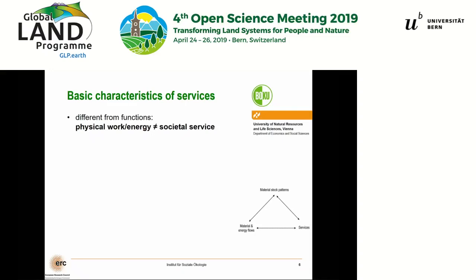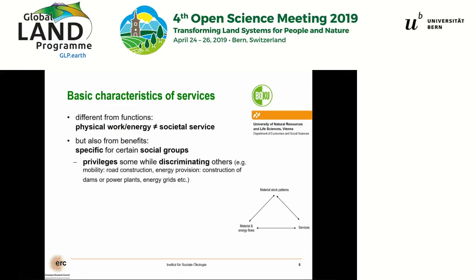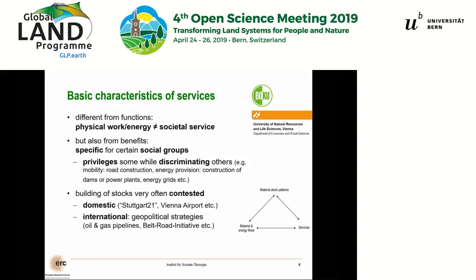Also very important is the next distinction between the services and the benefits. If a new road is created so that you can reach your office slightly faster, maybe this creates disbenefits for people in the neighborhood who have more noise or more air pollution. So benefits for some people may be disbenefits, obstacles or costs for others. And this is very often the case for other services.